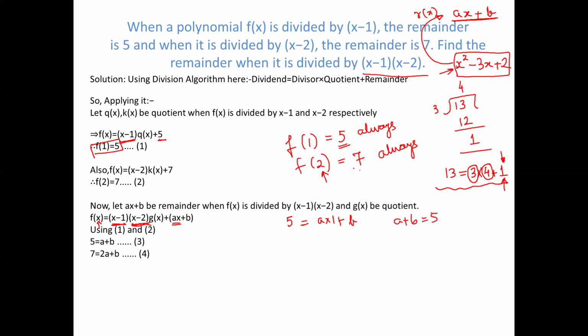So then, we have got linear equations with two variables a and b. We can find out the values. a will be 2, b will be 3, and the final answer to this question is that 2x plus 3 will be the remainder, and that is all.